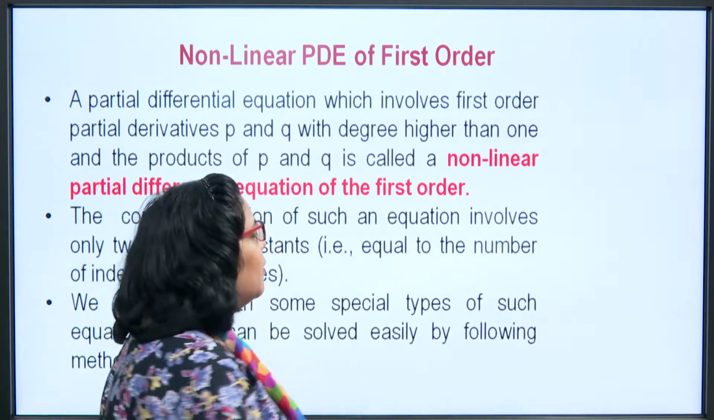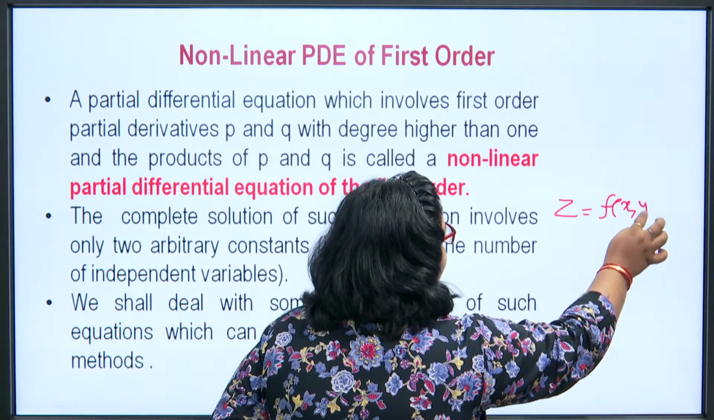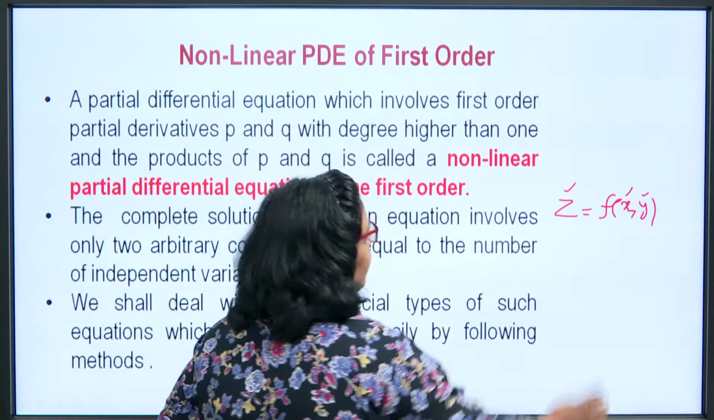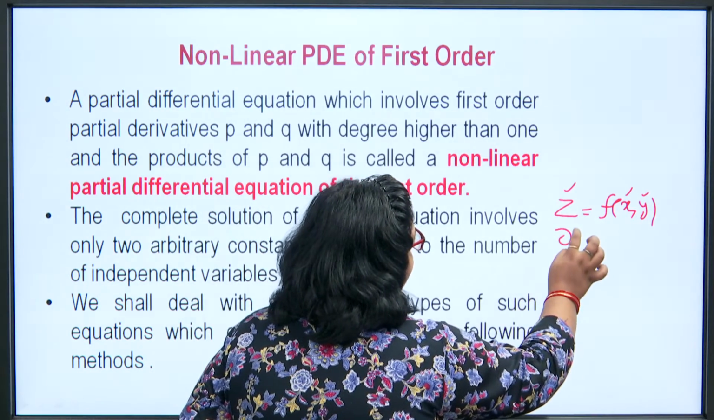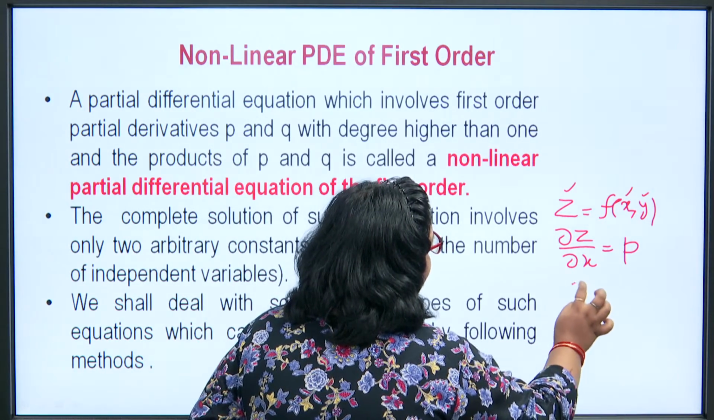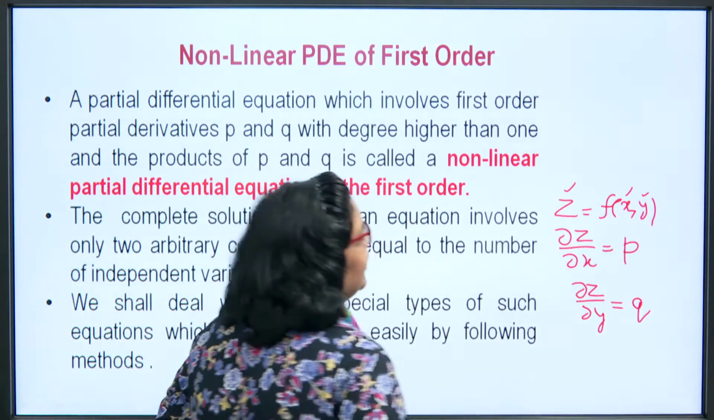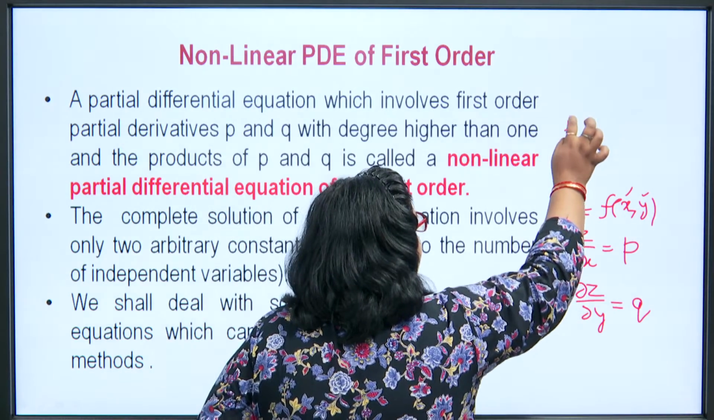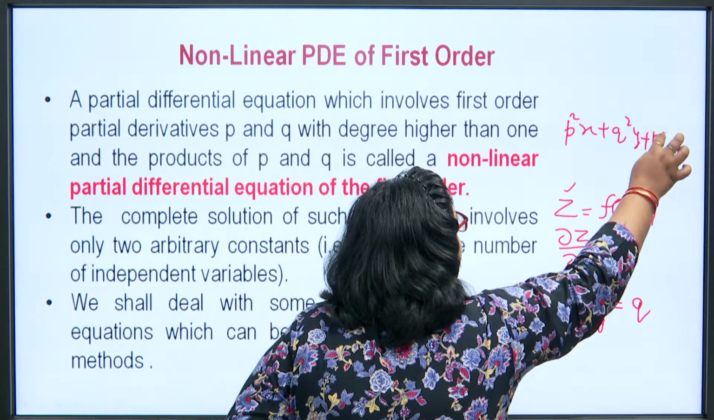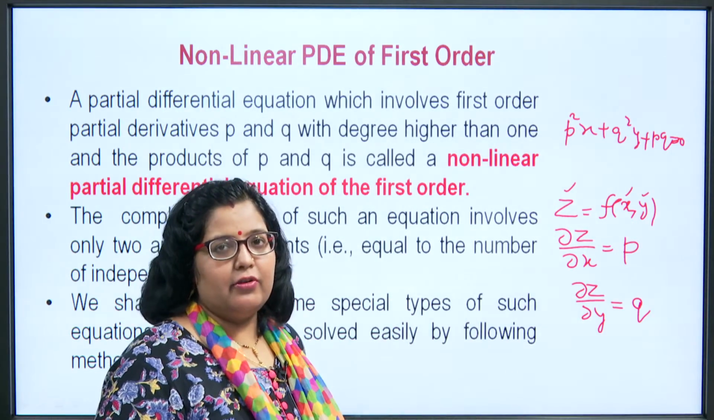What is p? We know that z is a function of x and y, where x and y are independent variables and z is the dependent variable. The derivative of z with respect to x is known as p and the derivative of z with respect to y is known as q. An equation containing terms like p squared x plus q squared y plus pq equal to 0 is known as a non-linear partial differential equation of first order.